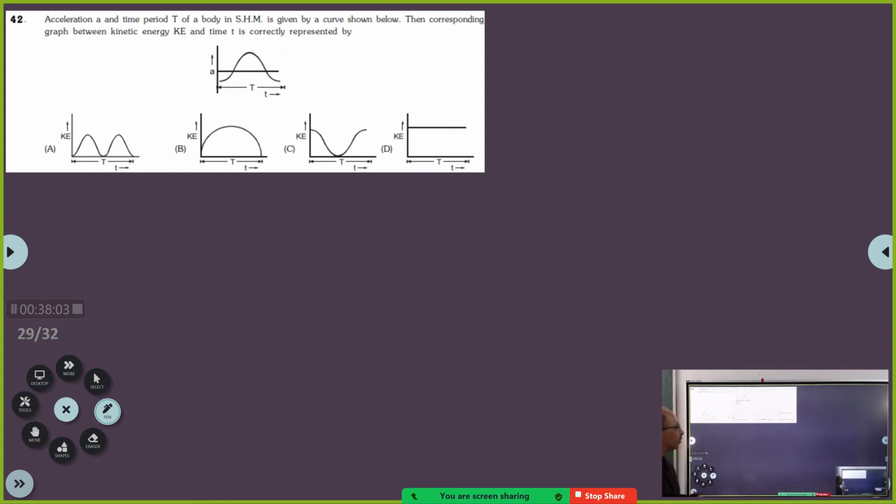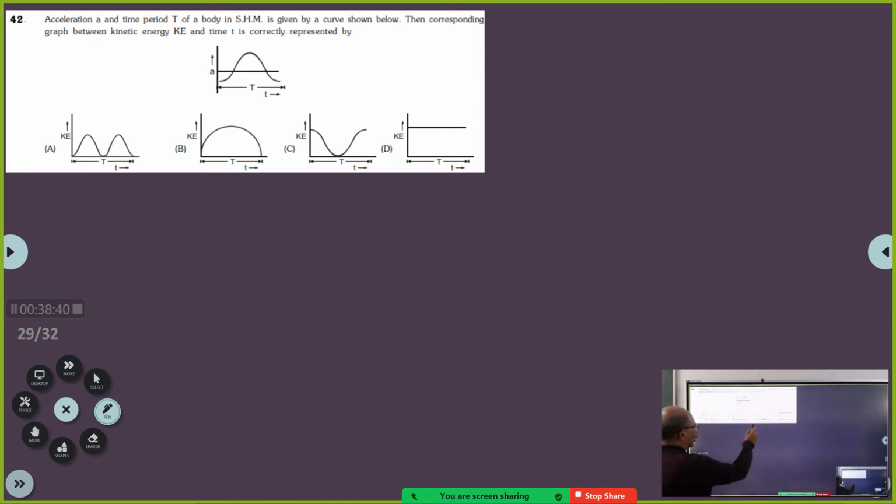Yes, please tell me. According to the graph of acceleration versus time, sir, at time capital T by 2, the acceleration is maximum, sir. So that is at the farthest position from the mean position. At that point, velocity is 0, so kinetic energy should be 0, sir. And when acceleration is 0, that is at the mean position, the kinetic energy should be maximum.